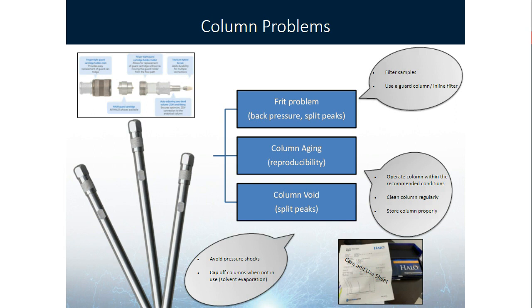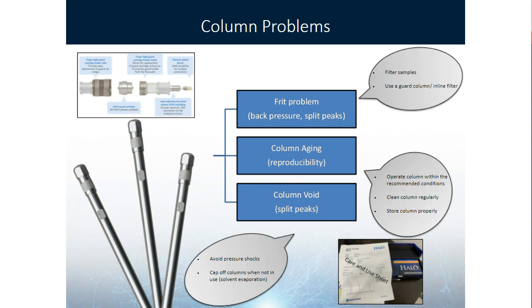Column aging is going to happen over time. This could affect your reproducibility results. So you want to make sure that you're operating the column within the recommended conditions. This should be in the care and use sheet that comes with really any column that you purchase. Sometimes they include a cleaning procedure, and also keep in mind there might be a mobile phase storage recommendation, whether that's 100% acetonitrile or 100% methanol. This can also increase your column lifetime.